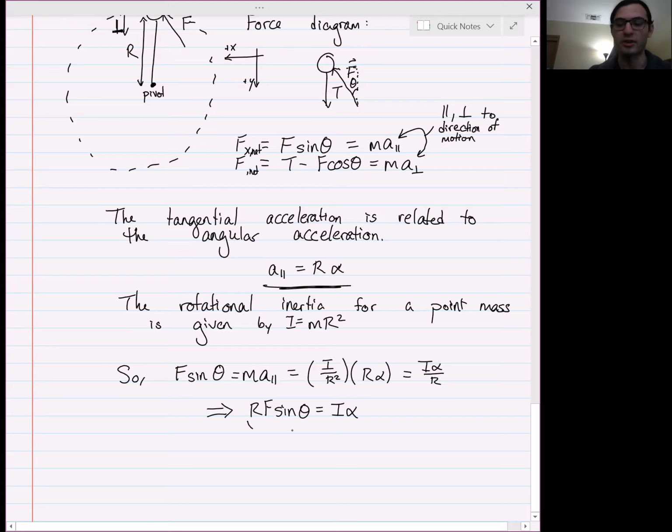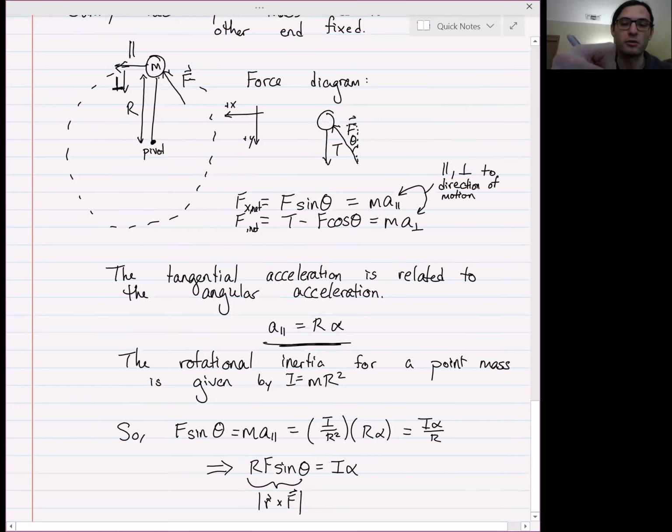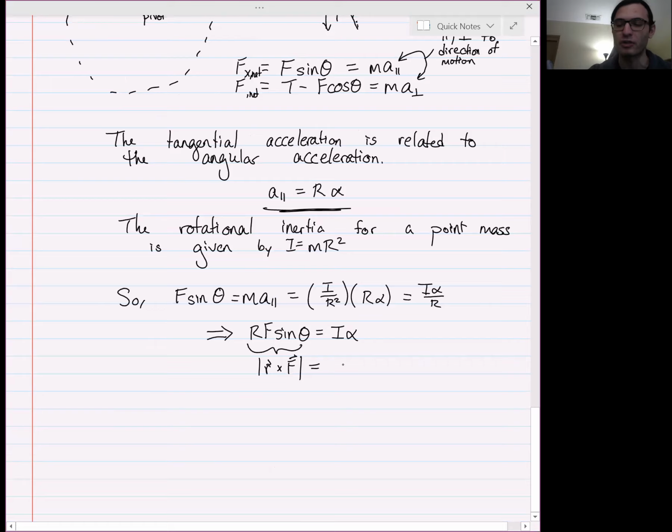But this thing here, r times F times sine theta, is just the magnitude of r cross F, where r is the vector that points from the pivot to the location where the force was applied. And so this is equal to the magnitude of the torque. And so it checks out. The magnitude of the torque is equal to I times the magnitude of the angular acceleration.